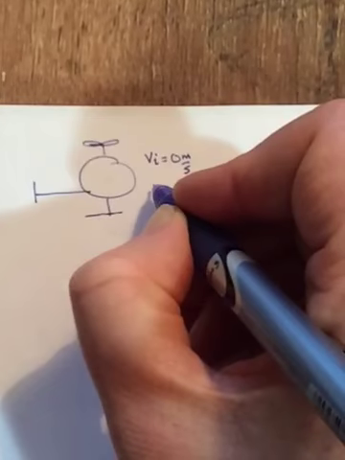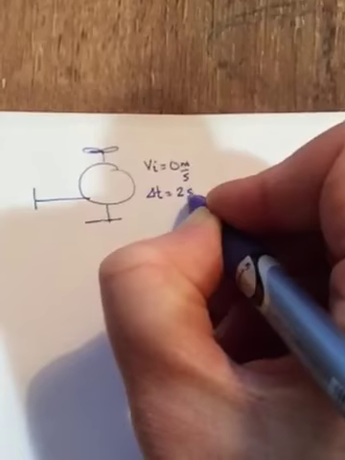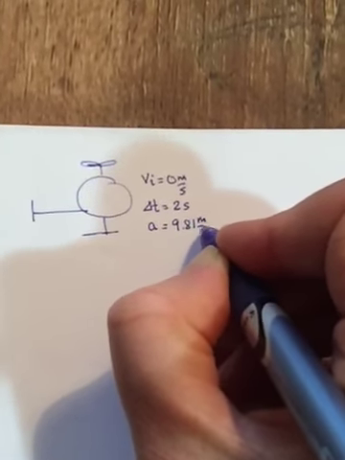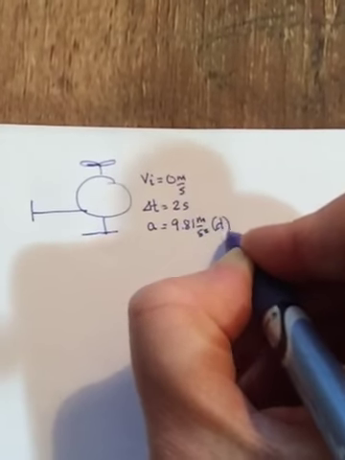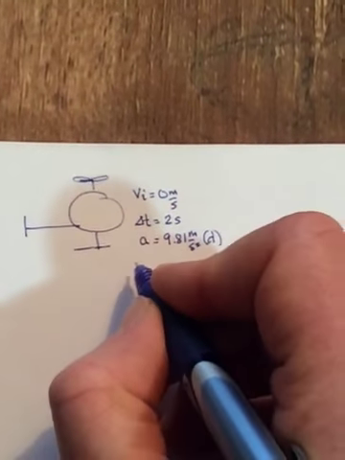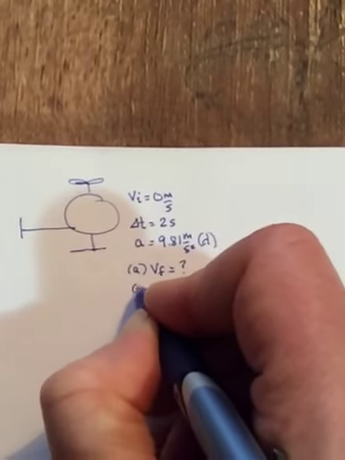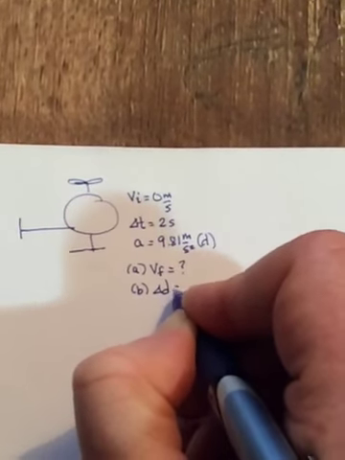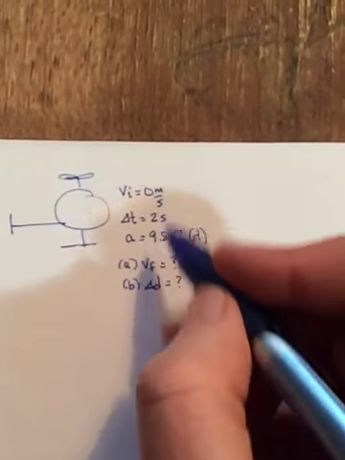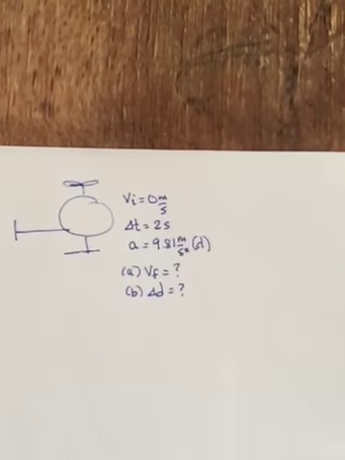And he drops a bag when the bag has fallen for 2 seconds. So delta T is 2 seconds, and A is 9.81 meters per second squared down. Part A wants to know the bag's velocity, so you're looking for VF at the end of 2 seconds, and part B wants to know how far it has fallen. Sorry, you're looking for VF, I said VI there. You have a VI, a delta T, and A, and you want VF.